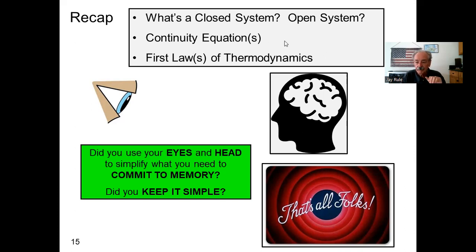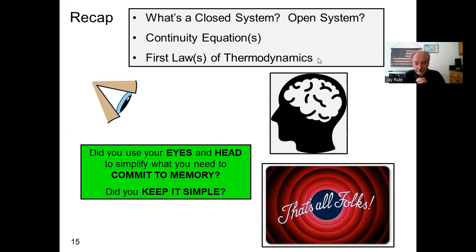Continuity equation. You should have the continuity equation statement both for closed and open system in your head. First law of thermodynamics. You should have the conservation of energy statement in your head for a closed system and for an open system, at least for one inlet and one outlet, steady state, steady flow. If you've got that in your head, my claim is you can back derive, you can reverse derive something that might be more complex than that.